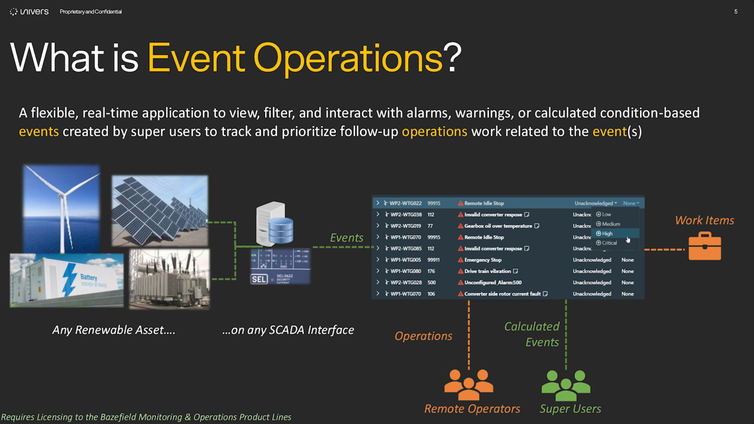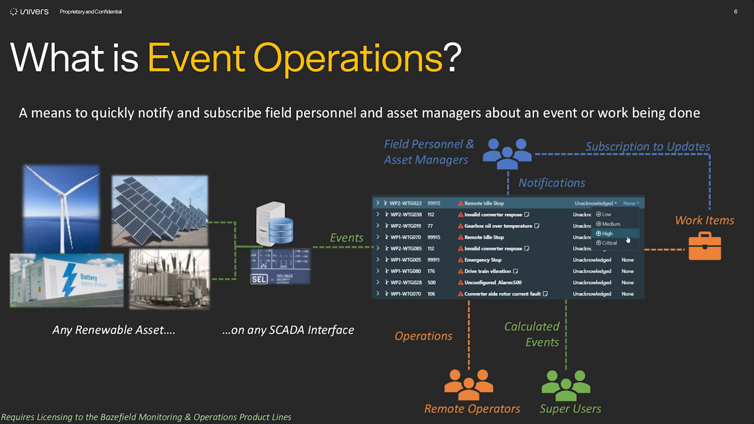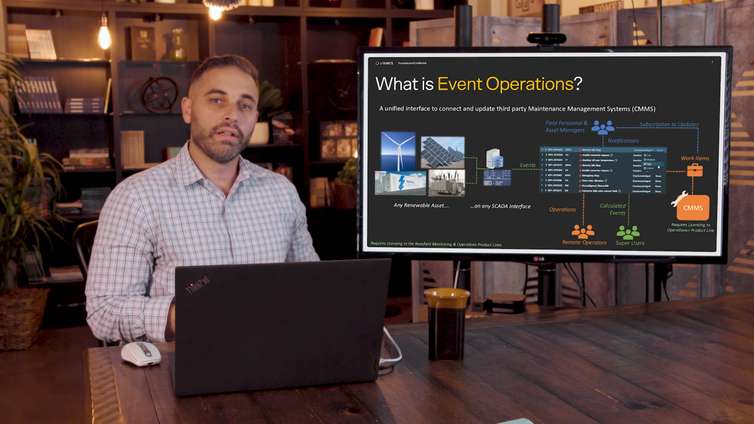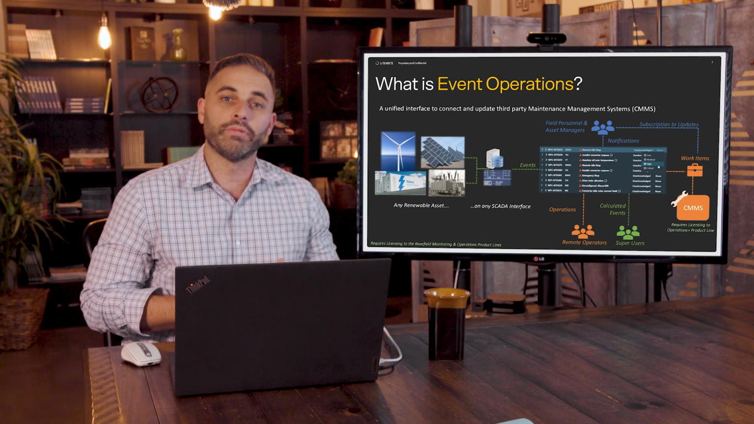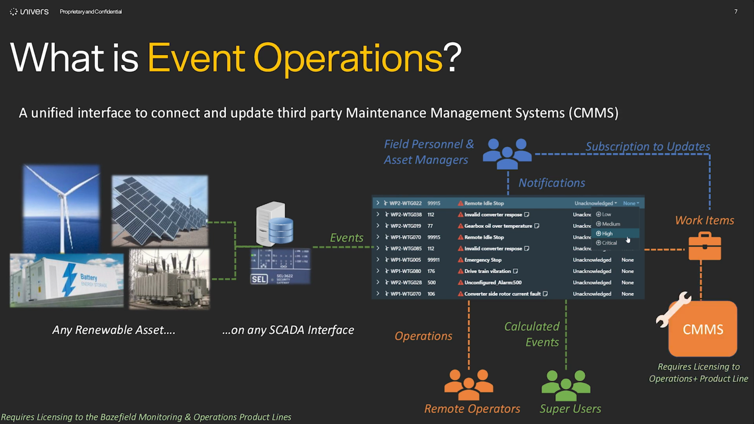It then allows you to set up automated and manual notifications of these events so that you can inform pertinent stakeholders. These stakeholders can also subscribe to the work items so that they get automated email updates when anybody updates a case or an event that they're interested in. Finally, for large operation shops that have an external CMMS or maintenance management system, Event Operations has a plug-in tool that can be used to send and receive work order information to close the loop, to attach a work order back to the root cause event that resulted in it.